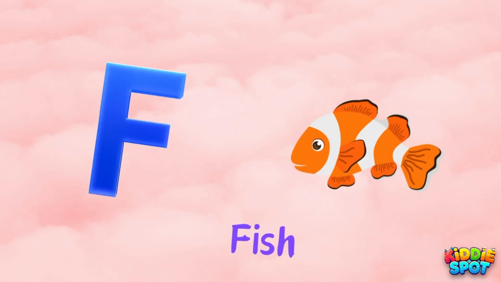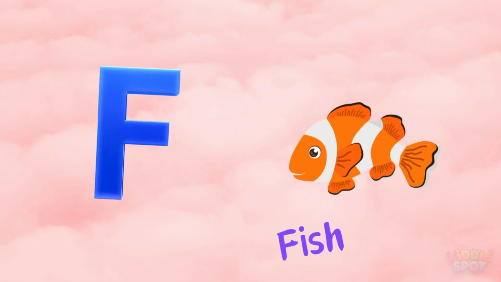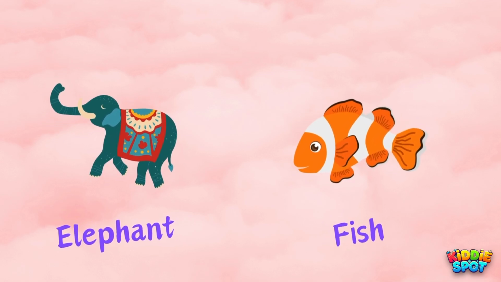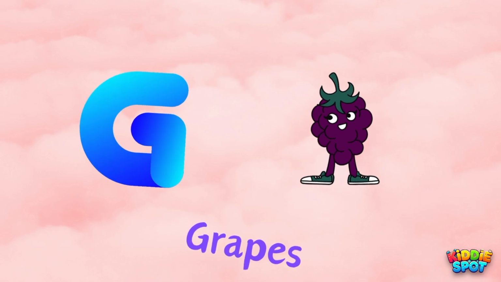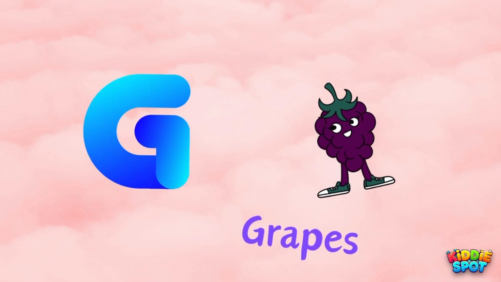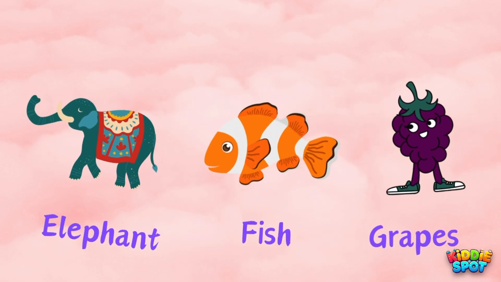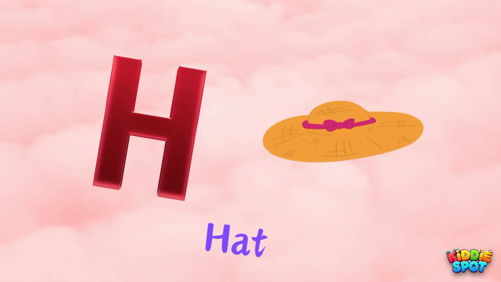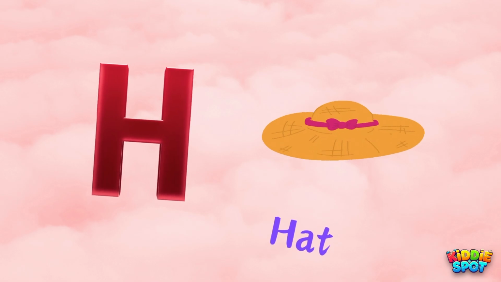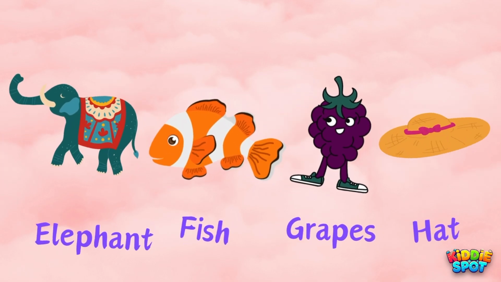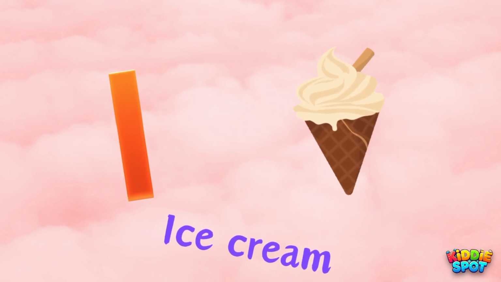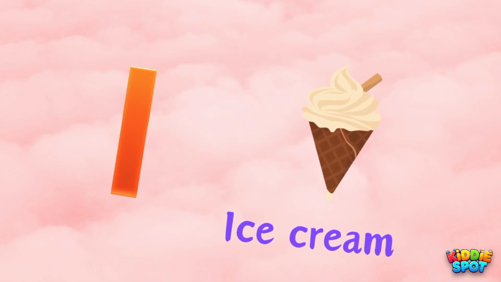F is for fish, F, fish. G is for grapes, G, grapes. H is for hat, H, hat. I is for ice cream, I, ice cream.